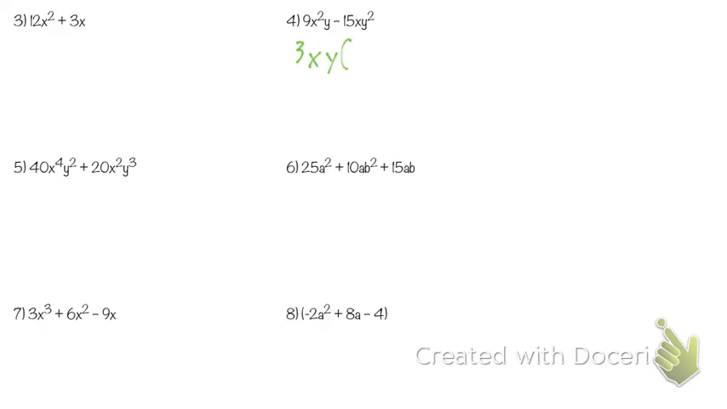They all had at least that. So then, as we said, it's 9x squared y divided by 3xy. And we said that's going to be 3x minus 5y left over, right? Does that sound familiar? Hopefully you have it written down on your paper, because we did it together. Let's look down at number 5.